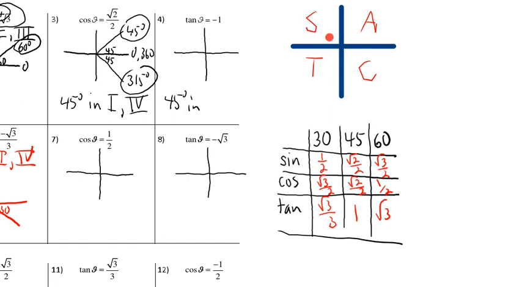Now I'm looking at the T. That means only tangent is positive. Well, I need tangent to be negative, so it's not quadrant 3. It's got to be quadrant 4 as my other quadrant. The C means only cosine is positive, so therefore tangent must be negative. Sound all right? Yeah. All right.